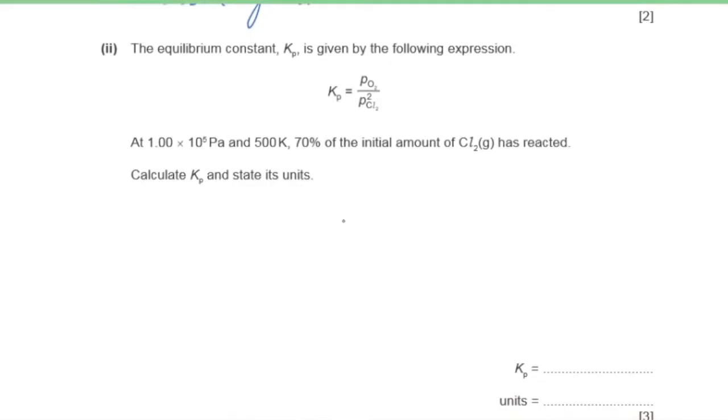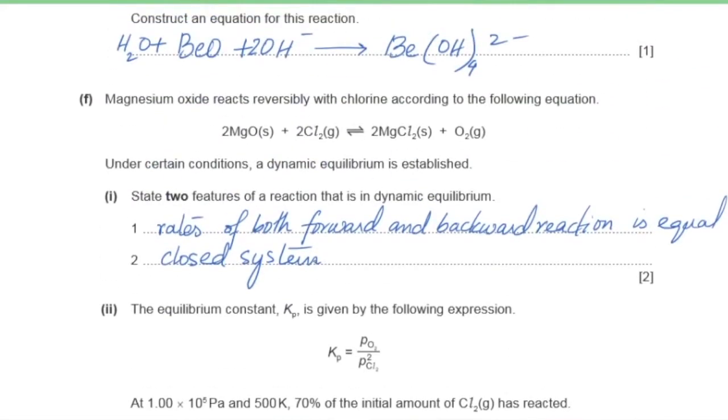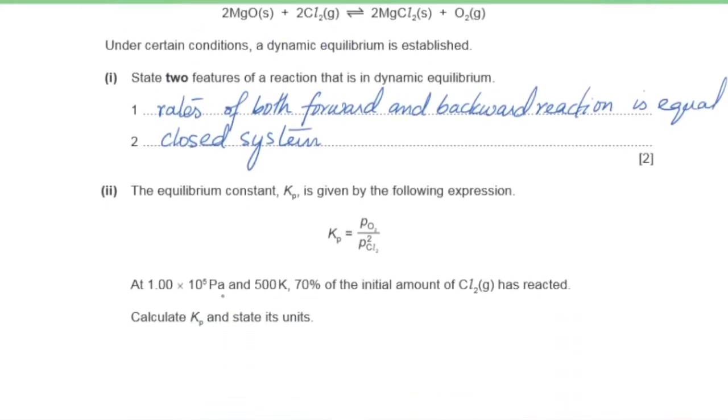Part 2. The equilibrium constant Kp is given by the following expression. At 10 to the power 5 pascals and 500 kelvins, only 70% of the initial amount of chlorine gas has reacted. Calculate Kp and state its units. So the equation is that 2 moles of chlorine gas, and you must know that we do not consider anything other than gases in this equilibrium constant formula. So we're just going to consider chlorine on the left and oxygen on the right. So 2 moles of chlorine produces 1 mole of oxygen gas.